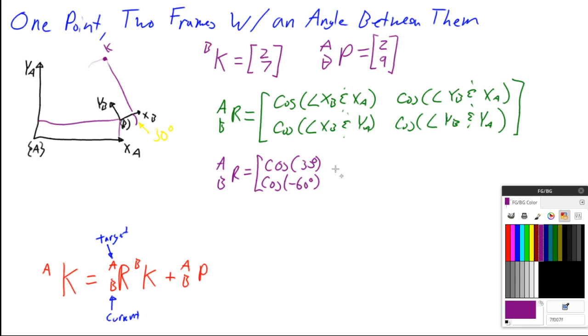What else do we got? Cosine of the angle between YB and XA. So YB and XA. So that's somewhere kind of over here. So that's 90 plus 30, right? Because remember that this is a 90 degree angle. So 90 plus 30, cos of 120 degrees. And finally, the angle between YB and YA. So once again, if you were to move this over on top of this, it would be 30.